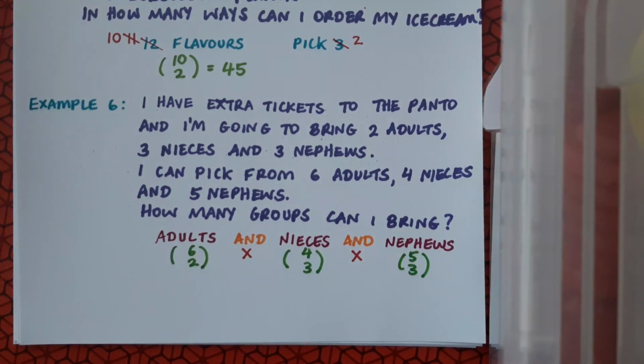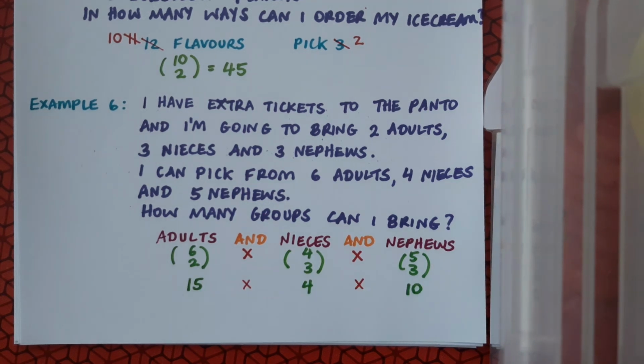So here are my 3 calculations. 6 choose 2 times 4 choose 3 times 5 choose 3. And when I work this out, my answer is 600. So I've got 600 different groups that I can select from that bigger group.